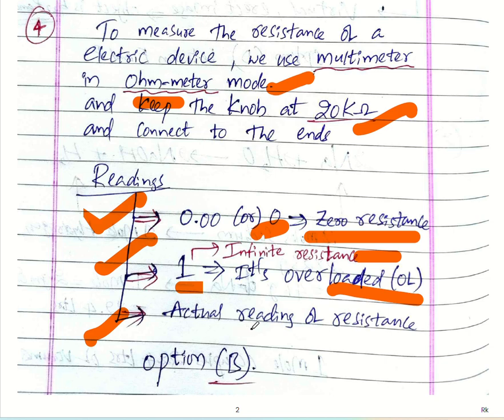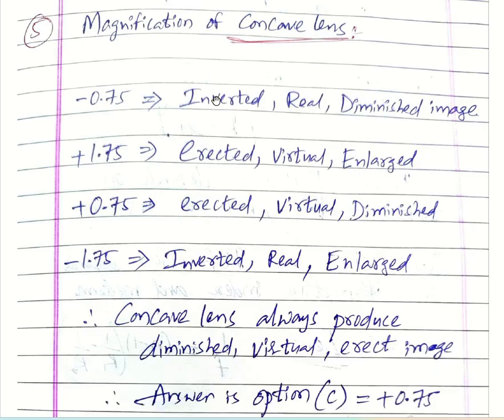Otherwise it will show the actual reading between 0 and 1. 0 resistance means the resistance is very low, so the current flowing is very high. If it is 1, it is nothing but infinite resistance, which means the current flowing is very low. In a modern multimeter, it will show OL, meaning overloaded, or OR, over reading. So the correct option is option B, overloaded, for this question.